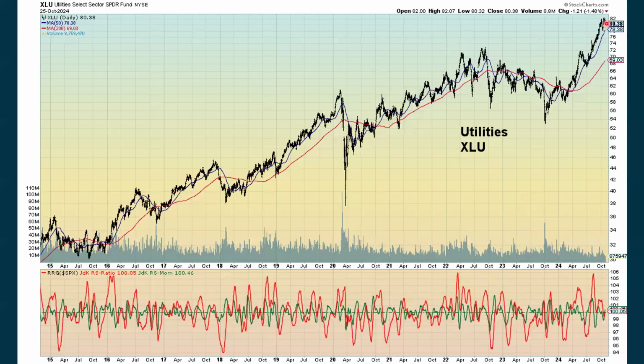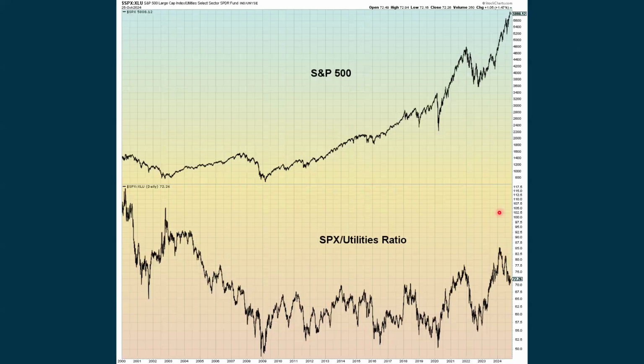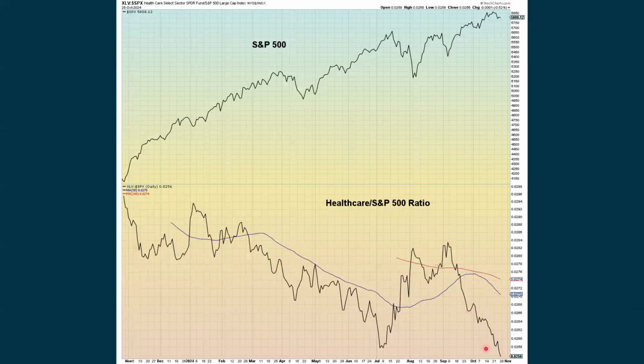Utilities really solid right now, even though they've seen some profit taking lately, and doing really well when we compare it to the S&P. And this tends to be more of a defensive area for the market. Then we look at a ratio between the S&P and utilities. When this is going up, the S&P is outperforming. For the most part, this has been going down, which has been negative. That's why the S&P has been chopping a lot sideways on the daily charts. Healthcare dropping below its 50-day moving average and back to underperforming when we compare it to the S&P, a more defensive area.